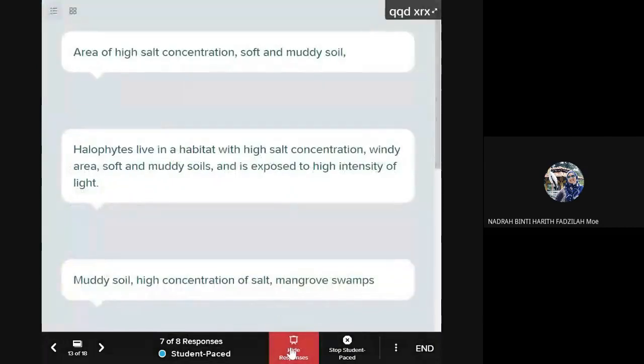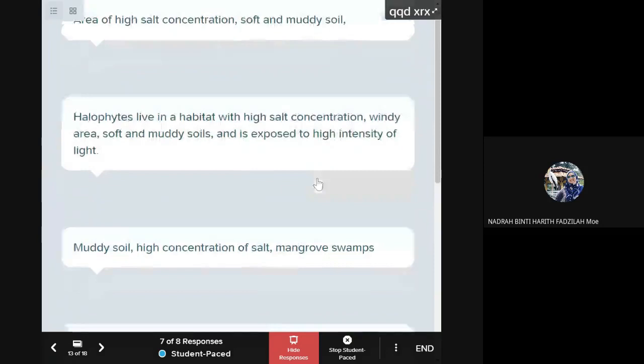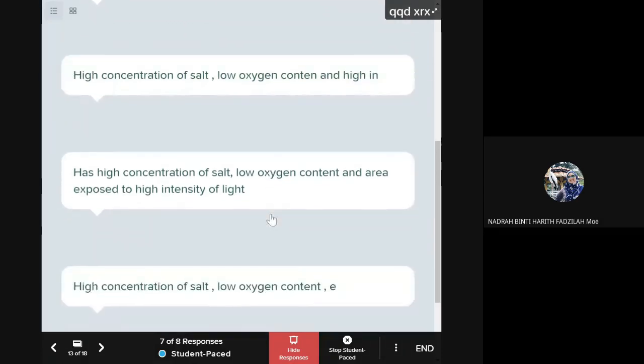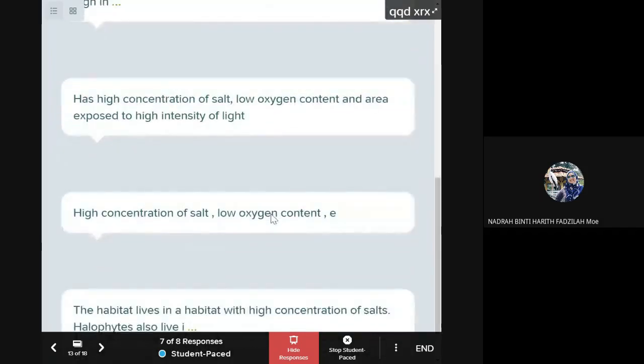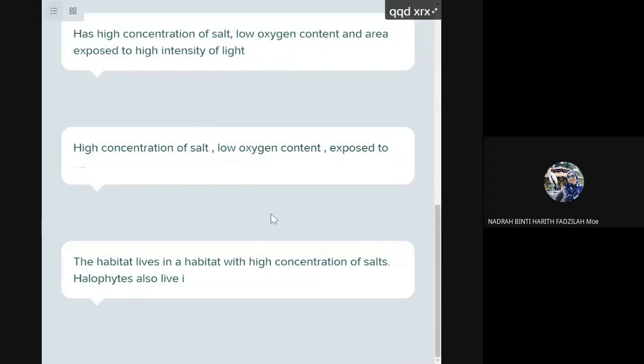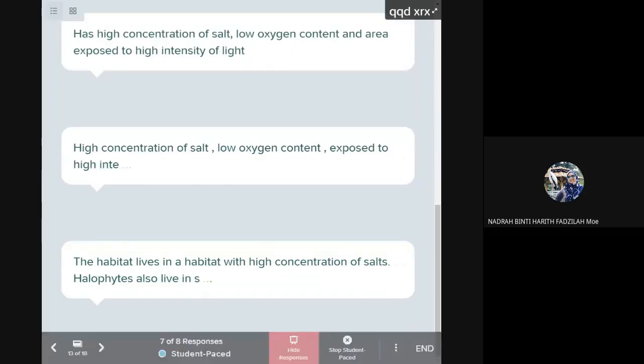Lepas tu cuba tengok in terms of sunlight. High intensity of light, very good, betul. Sangat panas kan. Okay, so the soil has high concentration of salt, low oxygen content. Yes, low oxygen content, sebab muddy soil ni soil particle dia sangat rapat-rapat, sangat likat kan. So susah untuk oxygen dissolve into it.